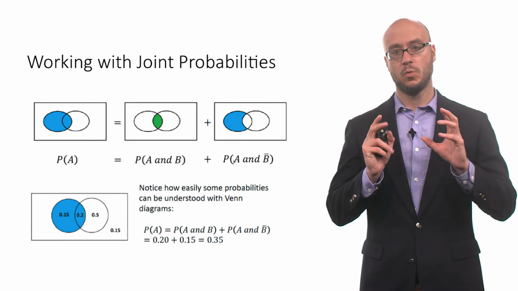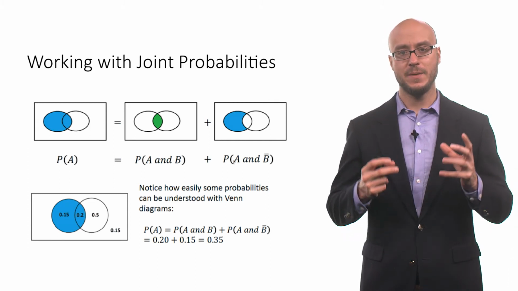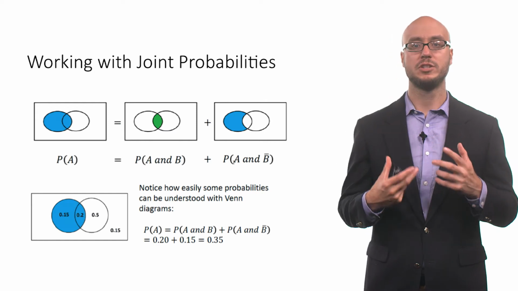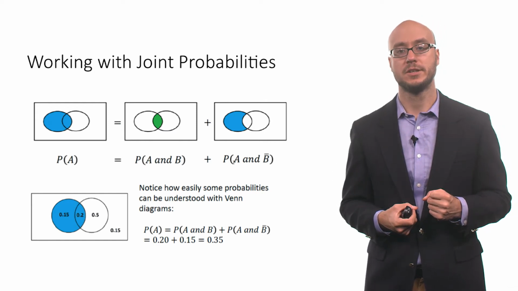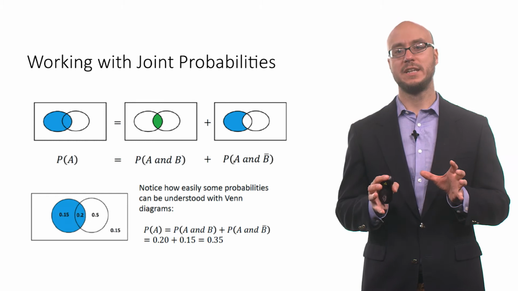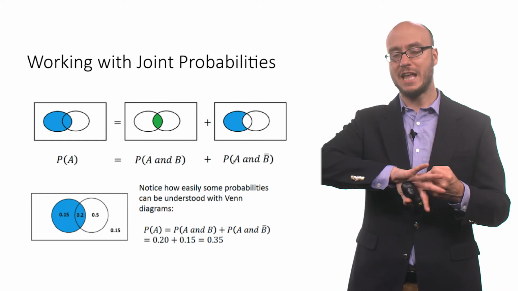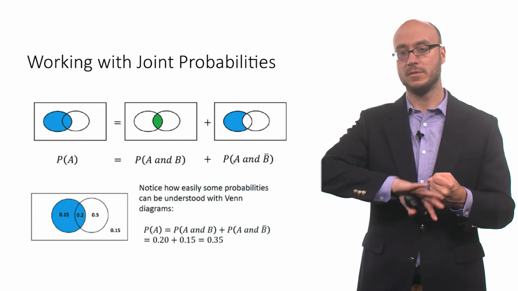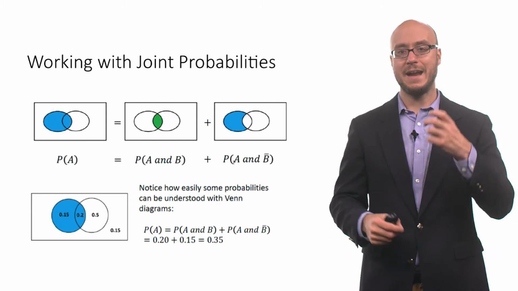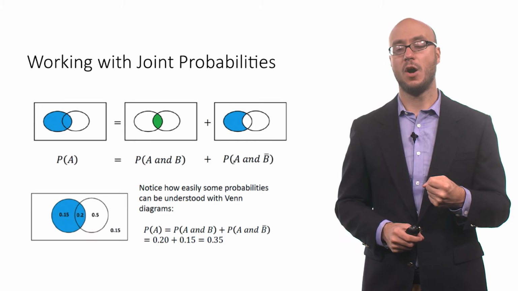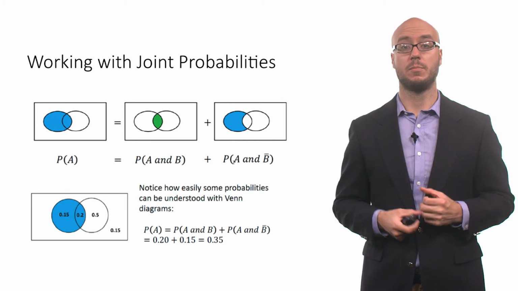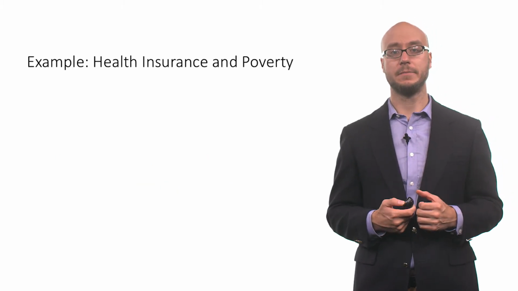You can see that when you have a Venn diagram, it can make working with joint probabilities a little bit easier. Because all this is really saying is that if you have a joint probability, then you look at the part that is unrelated to B, the probability of only A, and you add that to the joint probability, you get the overall probability of event A.